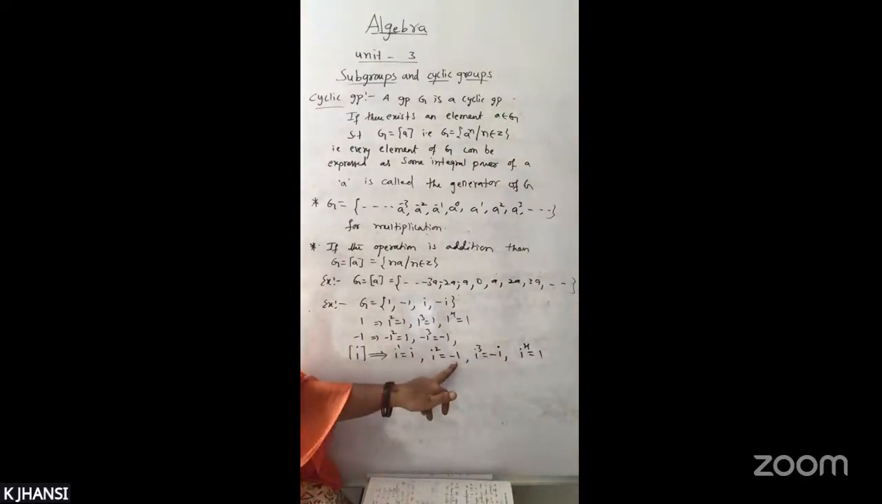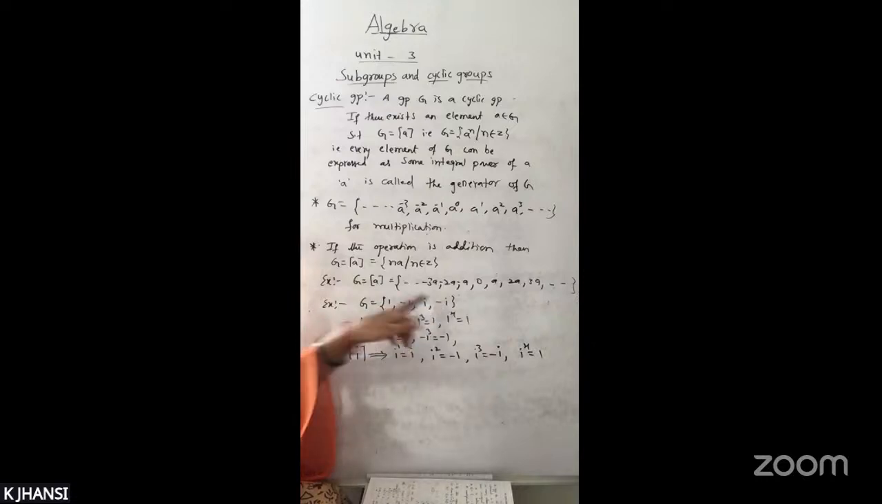So you are getting all the elements. 1 you got, -1 you got, i you got, -i you got. So i is called a generator of G. Why? Because it is generating all the elements of G. Even -i you can try.